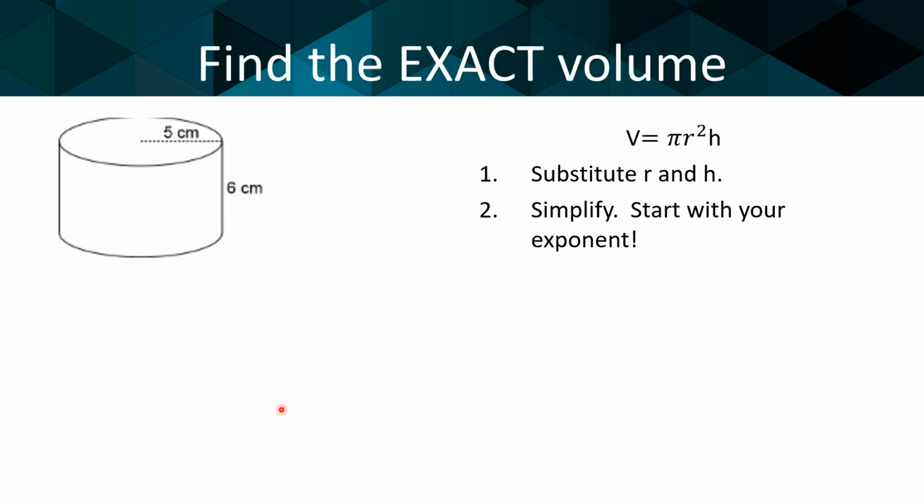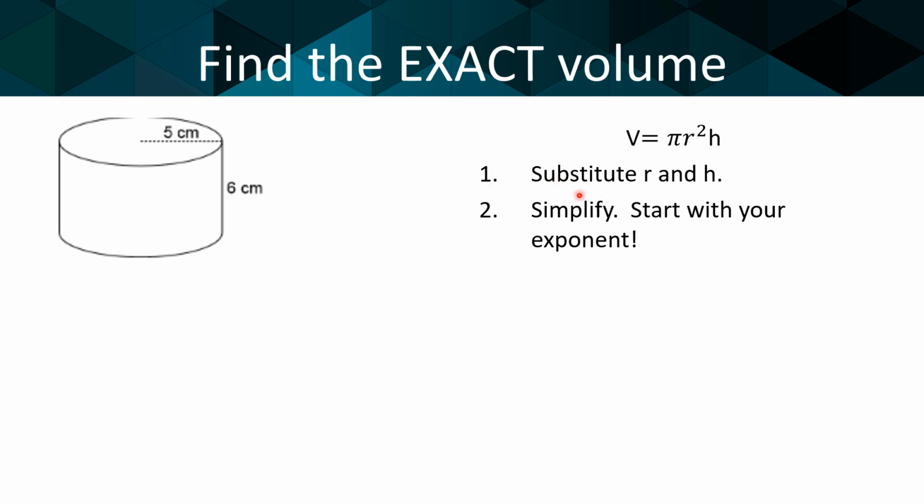All right, here is our first example. We have a cylinder here. The cylinder has a radius of 5 centimeters and it has a height of 6 centimeters. That's all the information we need to find the volume, or if we filled this all up with sand or water or whatever you want to imagine it as, how much would be in there? So here are our simple steps.